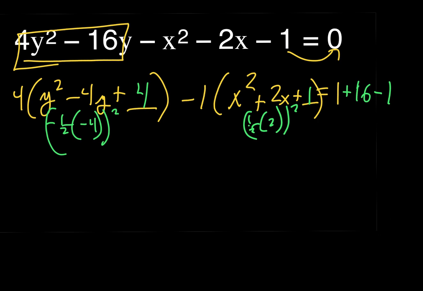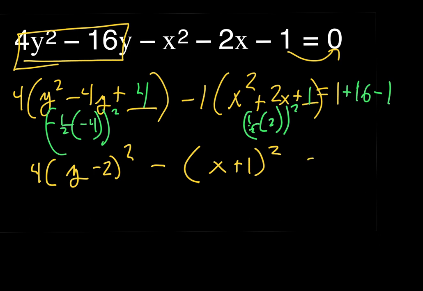So now, on the left, I'll have 4 times parenthesis y minus 2 squared. This factors into y minus 2 times y minus 2, which is y minus 2 squared, minus x plus 1 squared equals 16.